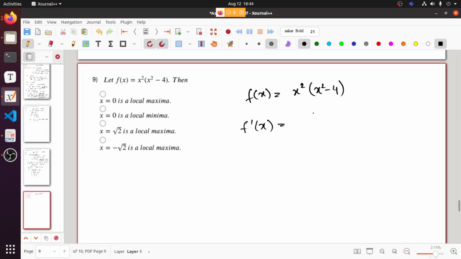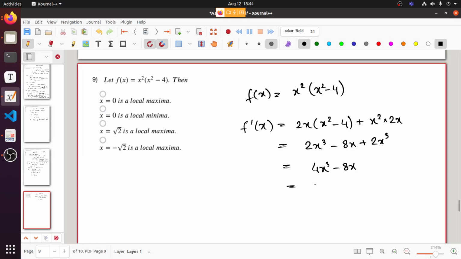So f dash x will be, just use the UV formula. You can write 2x into (x square minus 4) plus x square into 2x, right? That means 2x cube minus 8x plus 2x cube, which means 4x cube minus 8x. So take the common factor. 4x will be common. So it will be 4x into (x square minus 2), right? So this is the derivative of f.